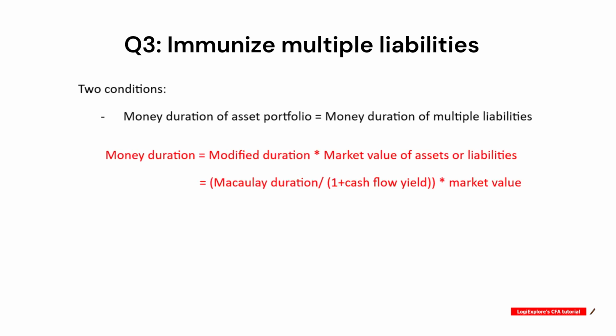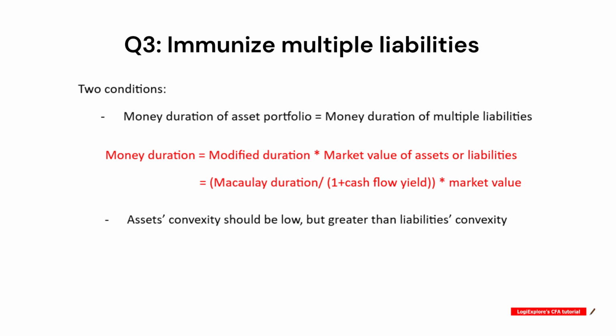Money duration is the absolute price change given a 1% change in the bond's YTM. It is a function of the Macaulay duration, the cash flow yield, and the value of the assets or liabilities. Using money duration is more suitable than Macaulay duration for multiple liabilities because the liabilities may have different present values and cash flow yields.